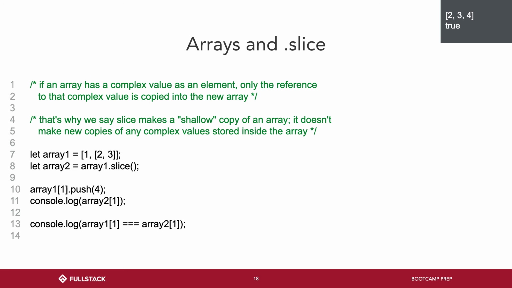So would the only way to create two arrays that had complex variables inside of them, to create two completely separate ones, be to do a loop, right? Check and see if this thing is an array or an object. And if it is, loop, make another copy. That's, yeah. Does that make sense?